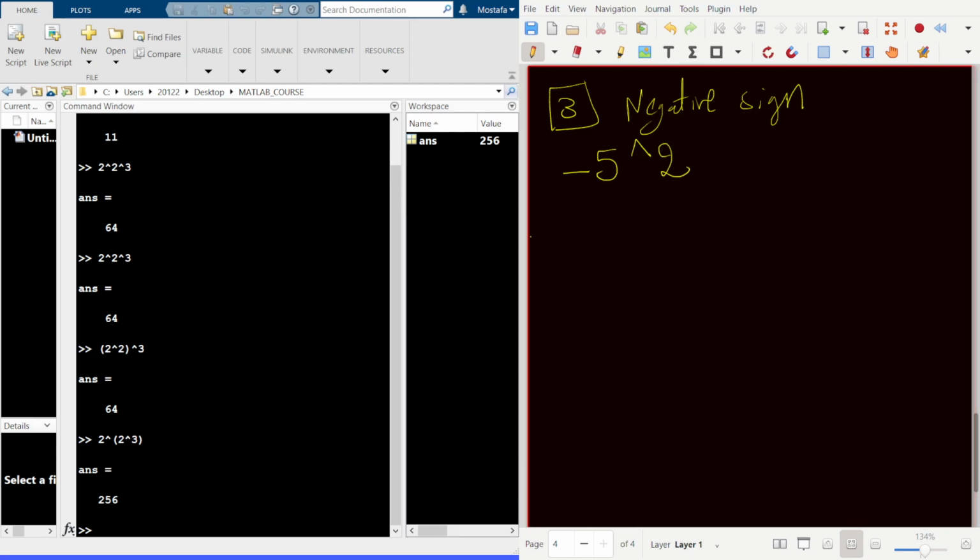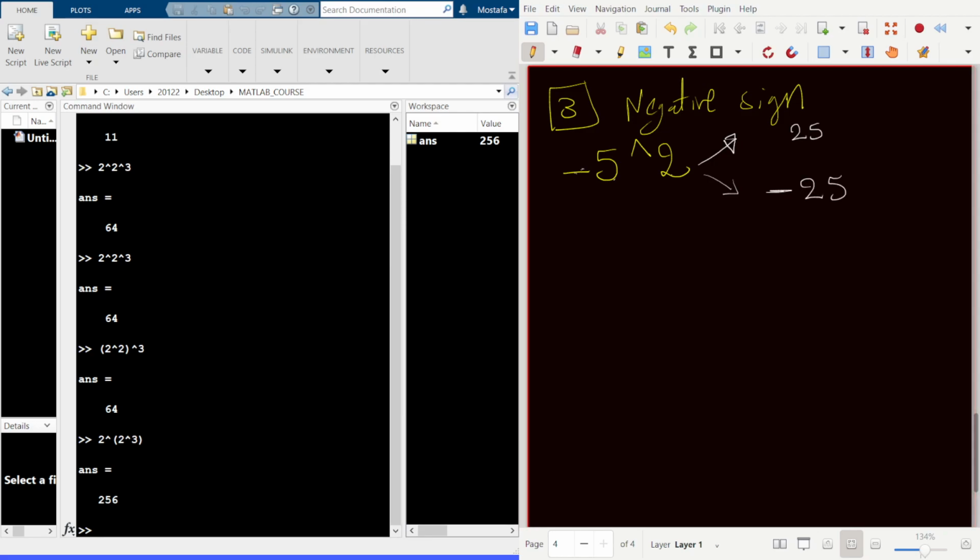And again, let's try to think of two possible answers for this kind of calculation. I can say the answer will be minus 5 raised to power 2. So this is like minus 5 times minus 5. So the answer should be 25. And someone might say, no, the answer is 5 raised to power 2 first, and that's 25, and then I put the negative sign, and that will give me minus 25.